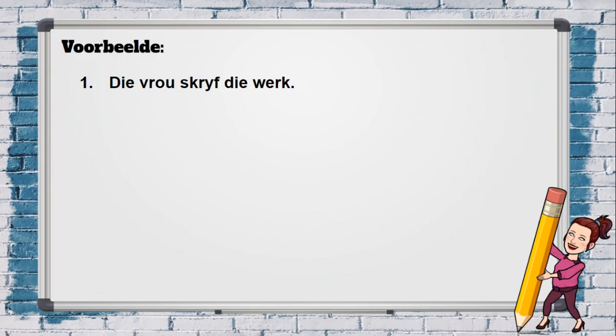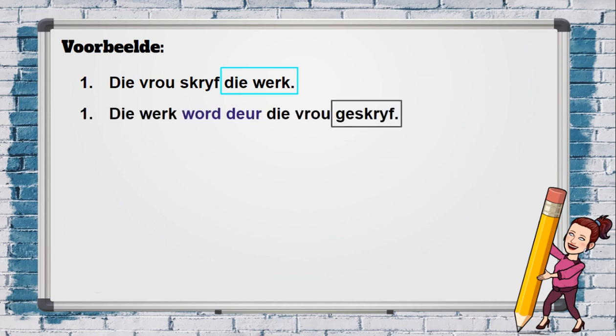Die vrou skryf die werk. Now remember, first thing, find your object, and that's what we're going to start with. And because we are working with our present tense, we are using word and deur. So, after starting with die werk, we use word deur. Remember that verb skryf is going to go to the back, and we're going to add a ge. So the sentence will be die werk word deur die vrou geskryf. I know it sounds strange, but you just have to get used to it.